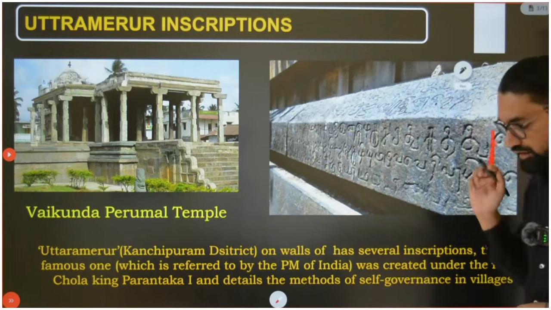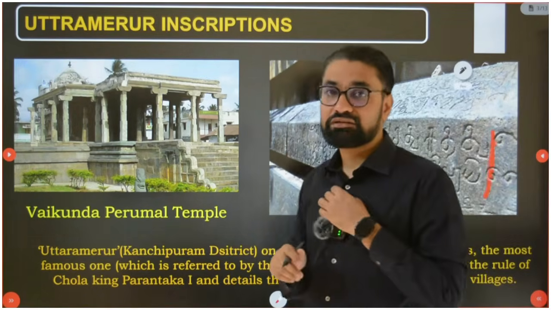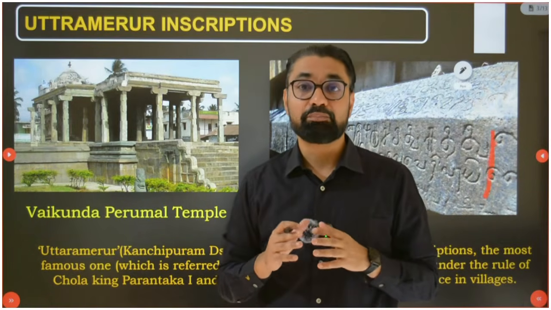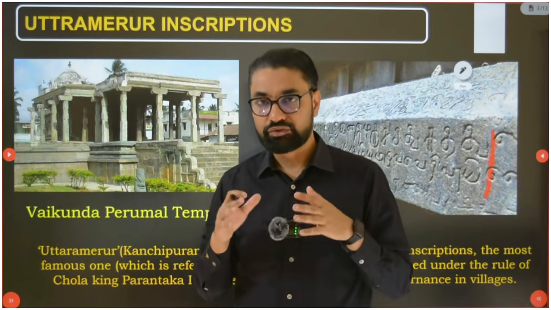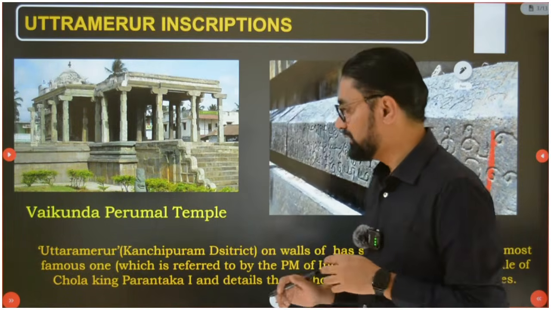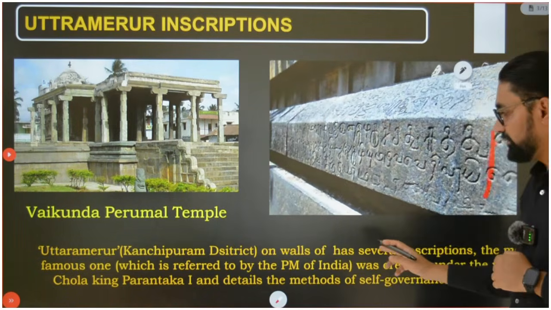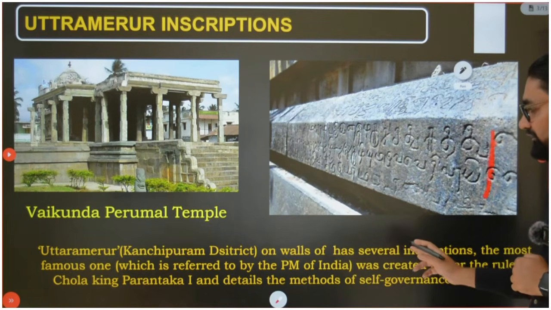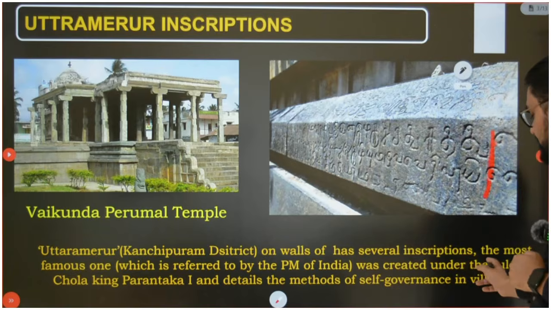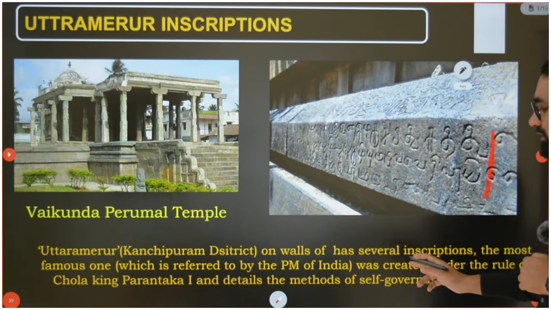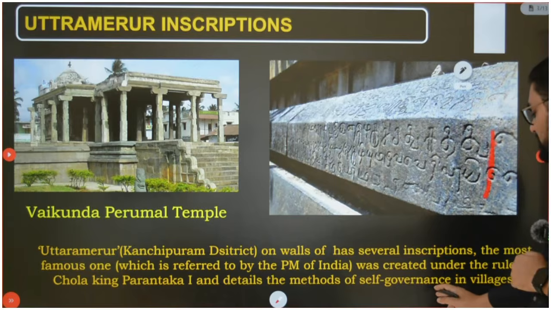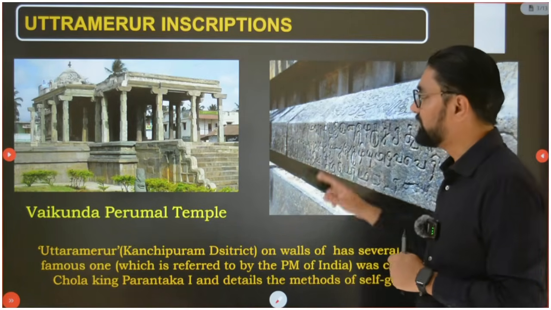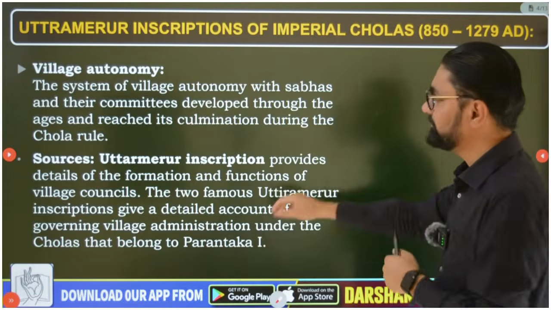Now this inscription was created during the time period of the Imperial Chola king Parantak I. So this Parantak I is an important figure. The UTTRAMERUR inscription in Kanchipuram district has several inscriptions on the walls. The most famous one, which is referred to by the PM of India, was created under the rule of Chola king Parantak I and details the method of self-governance in Indian villages.